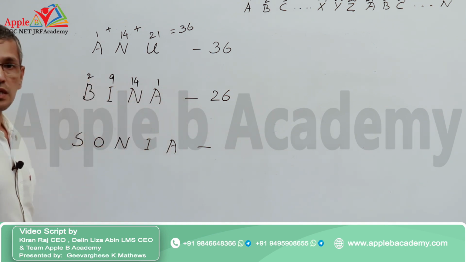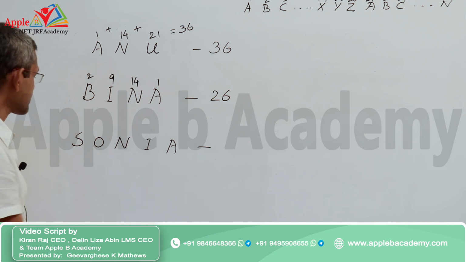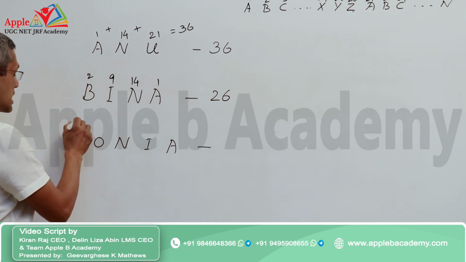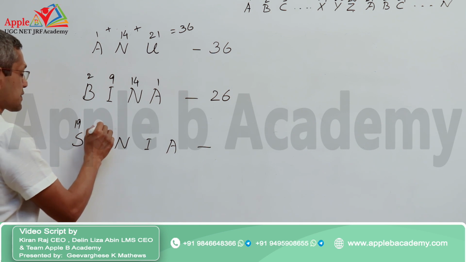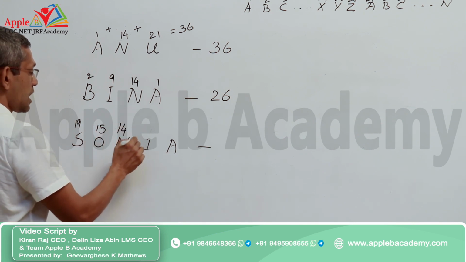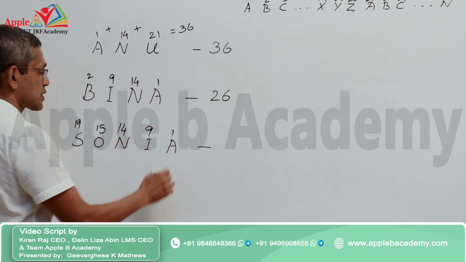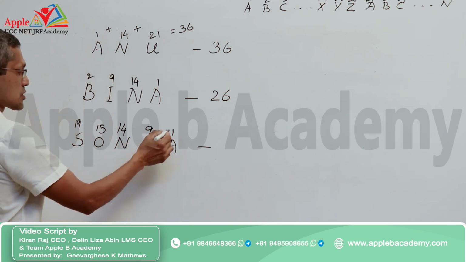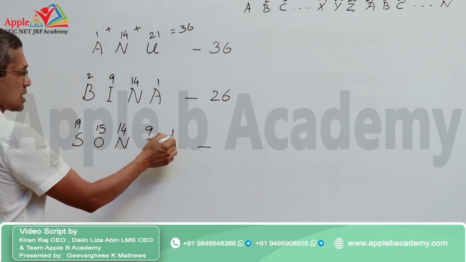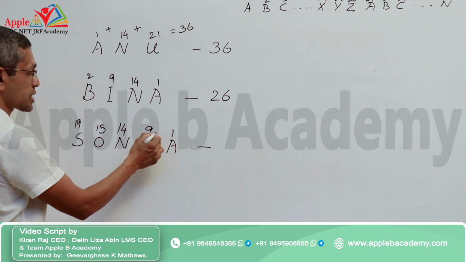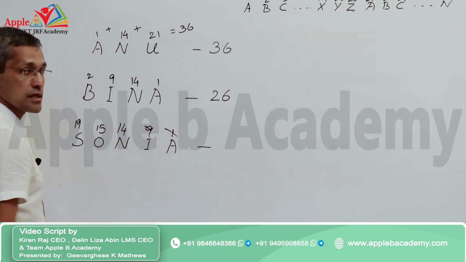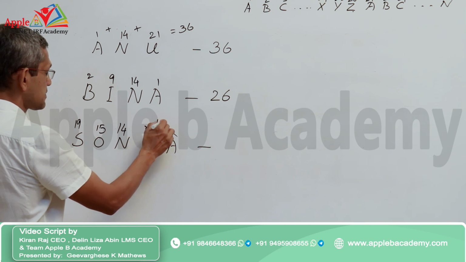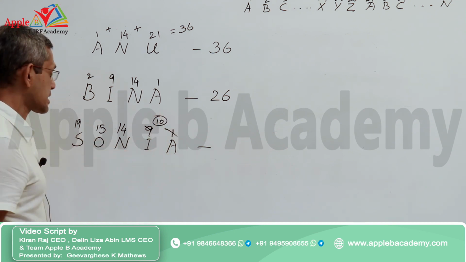How about Sonia? Then in that case, what is the code for Sonia? This would be 19. Position values 19, 15, 14 and this one is 9. This one is 1. So I would take this 1 and put it with 9. So 9 plus 1 is 10. So we have 10 here. That's an easy way to add it, right?